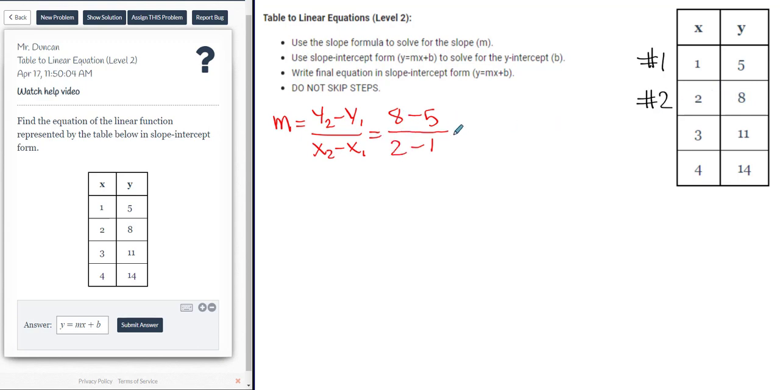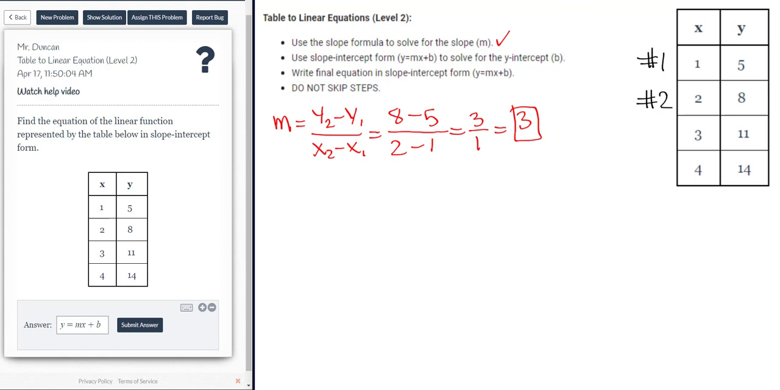So it's really 8 minus 5. 8 minus 5 is 3. And then 2 subtract 1 is 1. So we have 3 over 1, which simplifies to just 3. So my m that I found for the first bullet is 3.